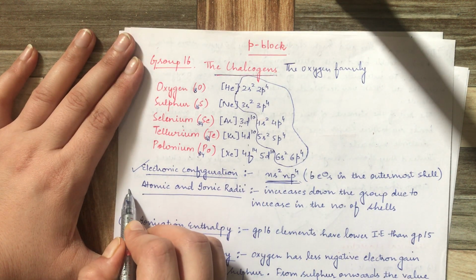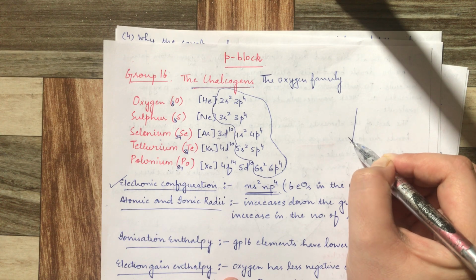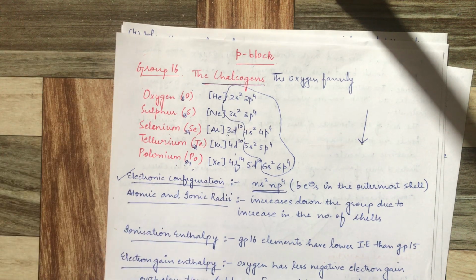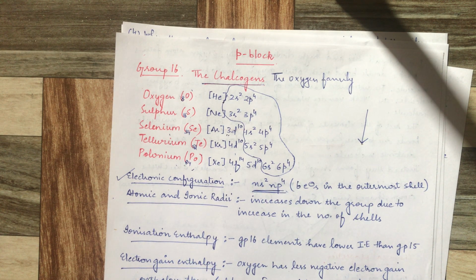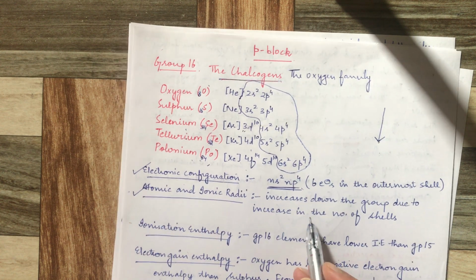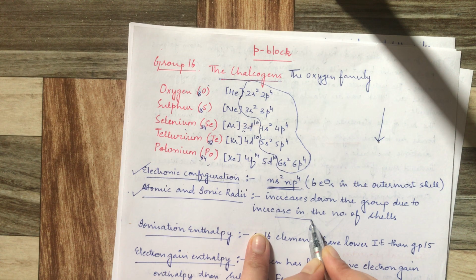Now if we talk about atomic and ionic radii, what is the general trend? As you move down the group, from oxygen to polonium, the number of electrons is increasing. To accommodate a large number of electrons, we require a large number of shells, right? As the number of shells increases, obviously the atomic radii has to increase. So as we move down the group from oxygen to polonium, the atomic and ionic radii increase because of the increase in the number of shells.